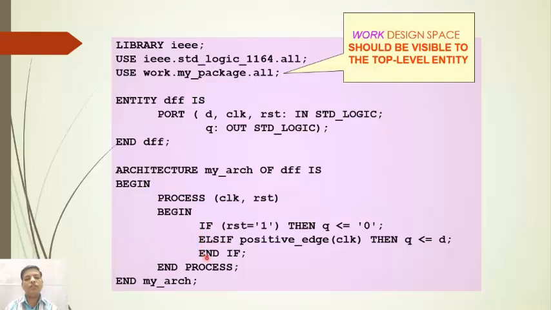Here if is open, so end if; process is open, so end process; architecture is open, so end my_architecture. Here we have written the entity program for the D flip flop. A D flip flop has a simple function: the output follows the input, so Q is equal to D. Whatever the data input D is, the same is the Q output whenever the positive edge clock occurs.